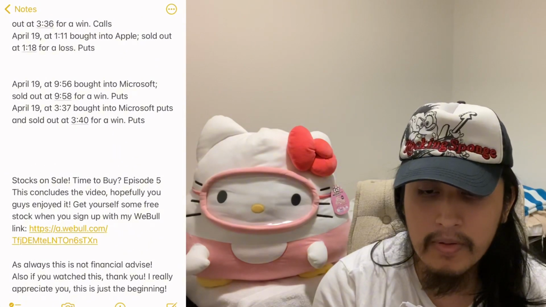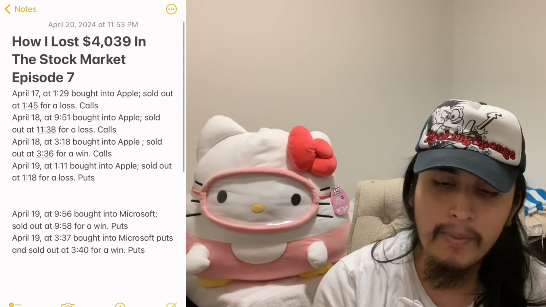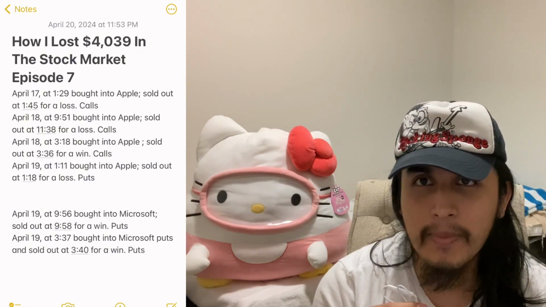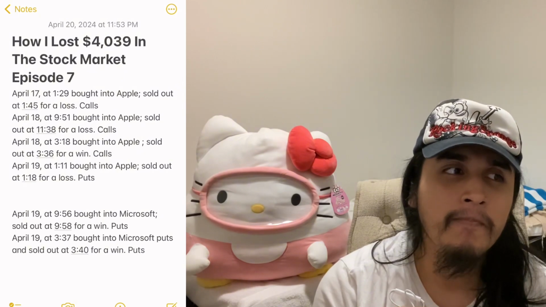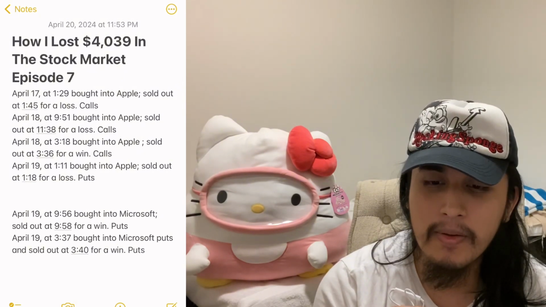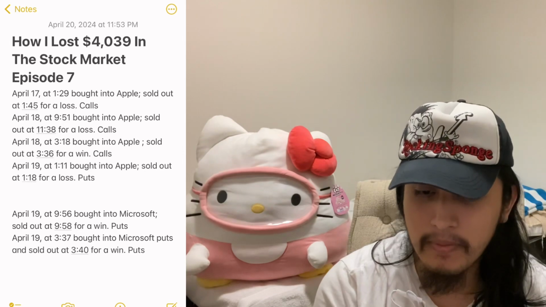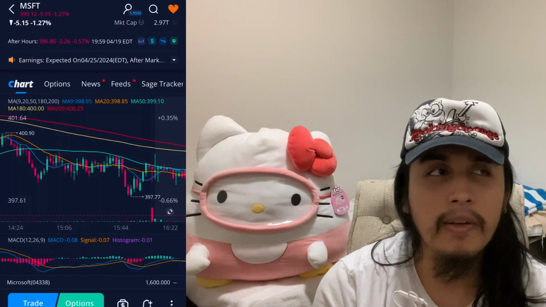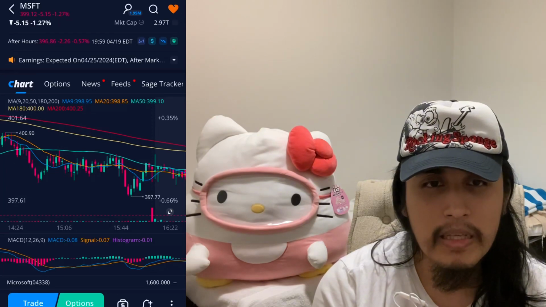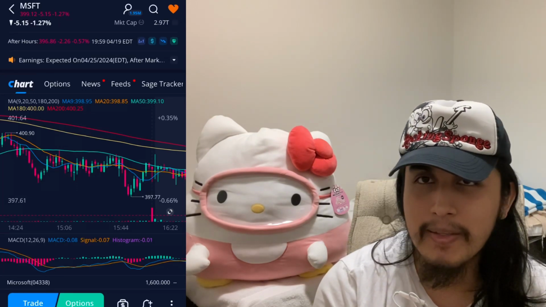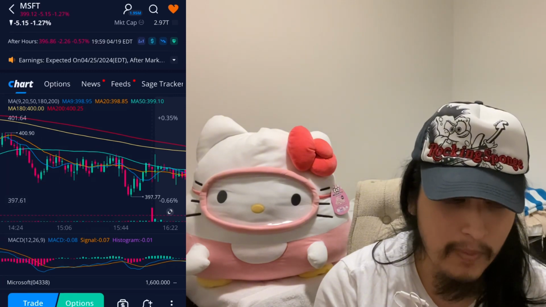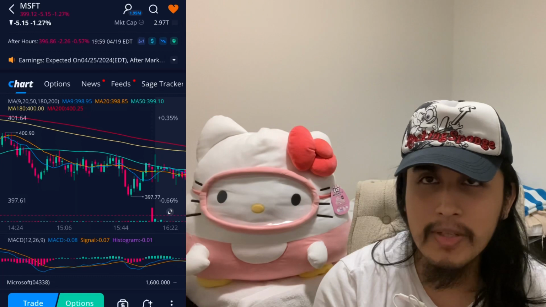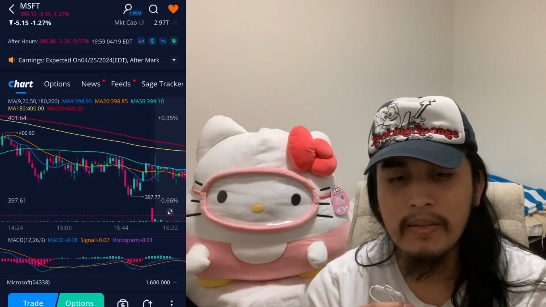Those are the two trades I wanted to talk about, how I traded Apple and Microsoft. Do I think I could have done better? Obviously, yes, but let's see what this week has to bring. Hopefully I can bring it back. But that's pretty much it. That's all I wanted to talk about with you guys.